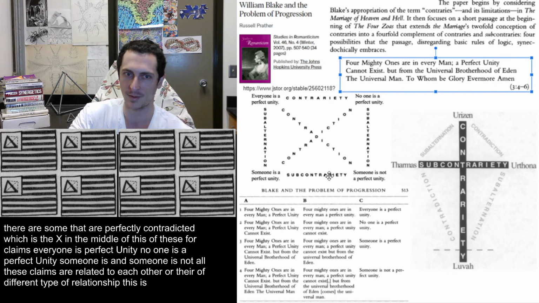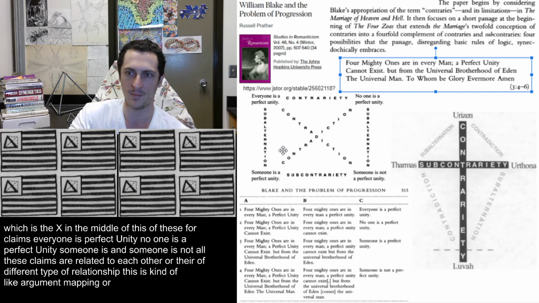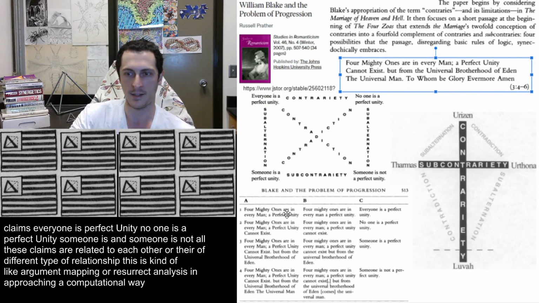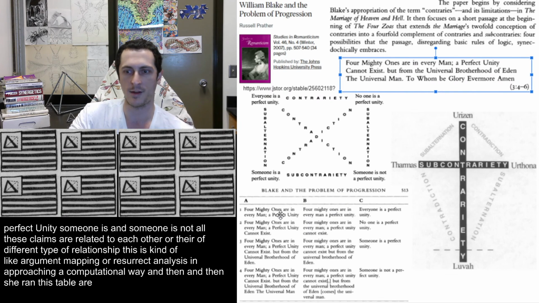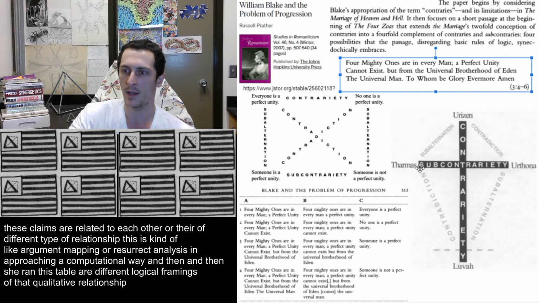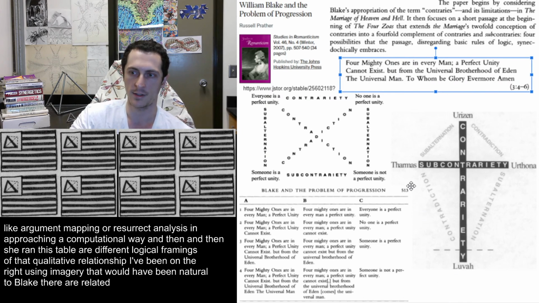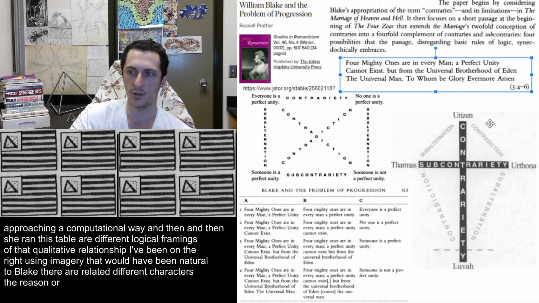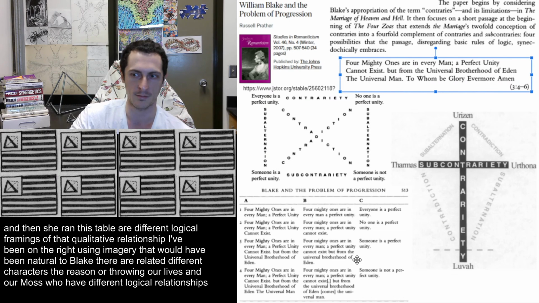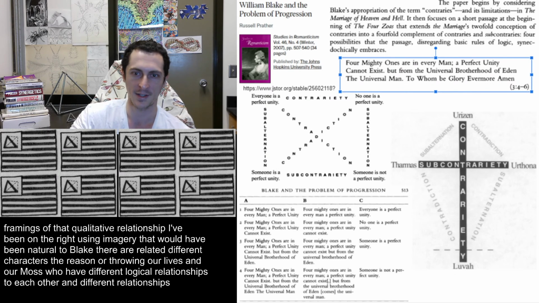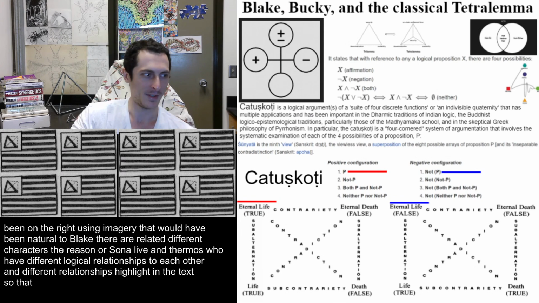So this is kind of like argument mapping or rhetoric analysis in approaching a computational way. And then here in this table are different logical framings of that qualitative relationship. And then on the right, using imagery that would have been natural to Blake, there are related different characters, Urizen, Orthona, Luvah, and Tharmas, who have different logical relationships to each other and different relationships highlighted in the text. So that was kind of interesting.